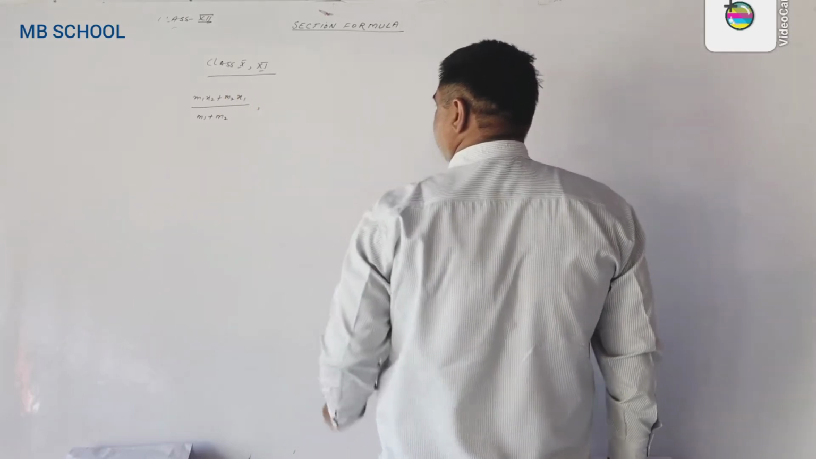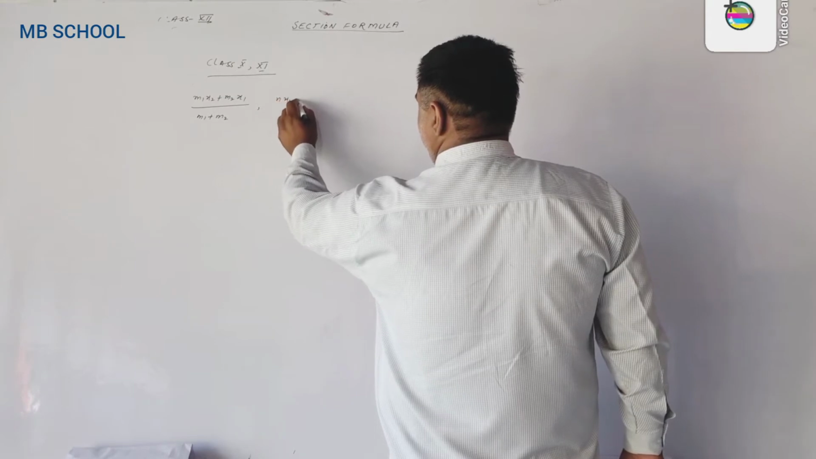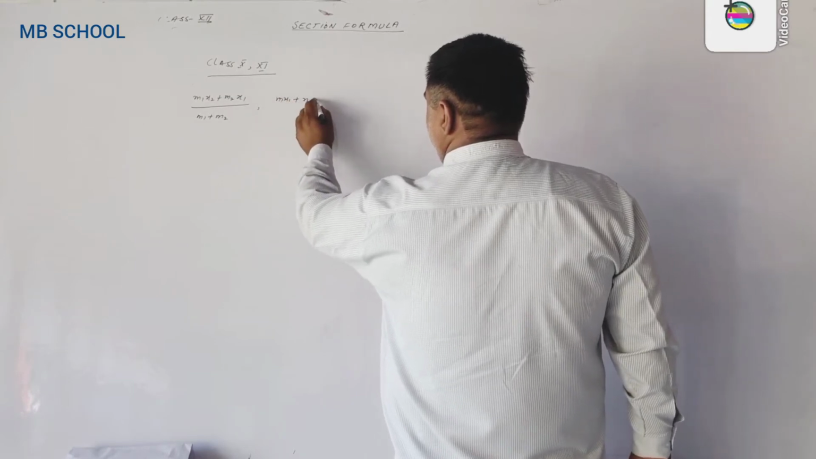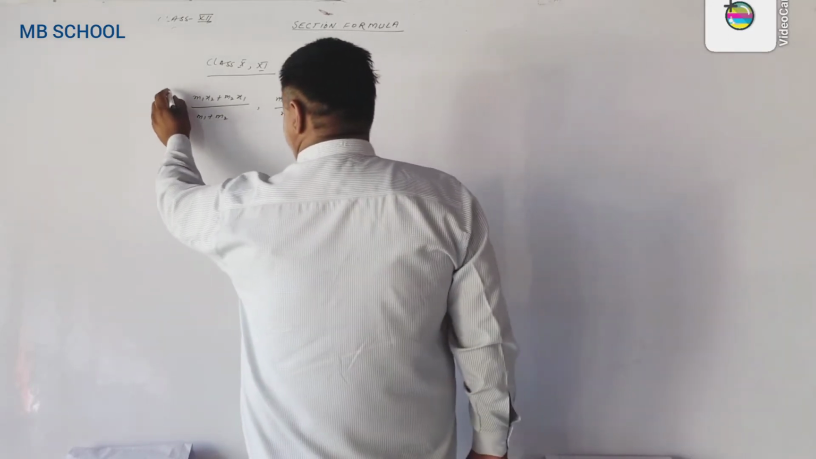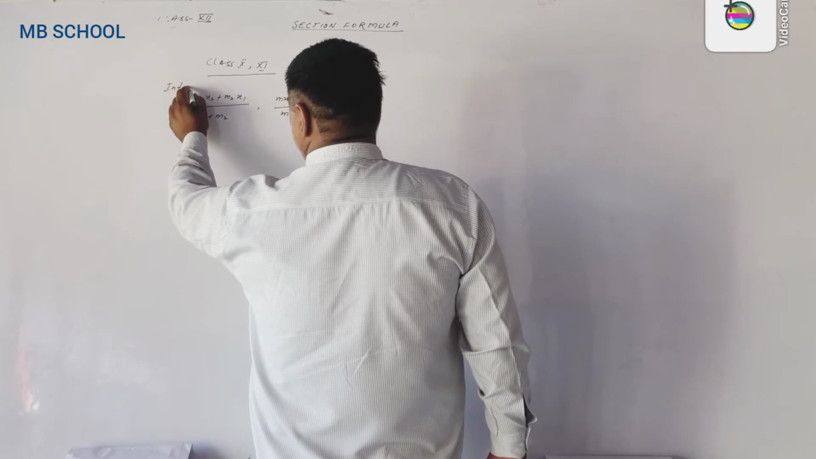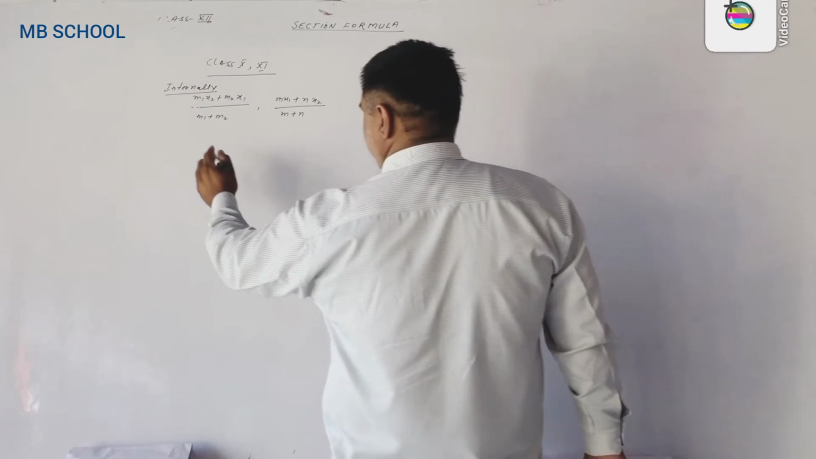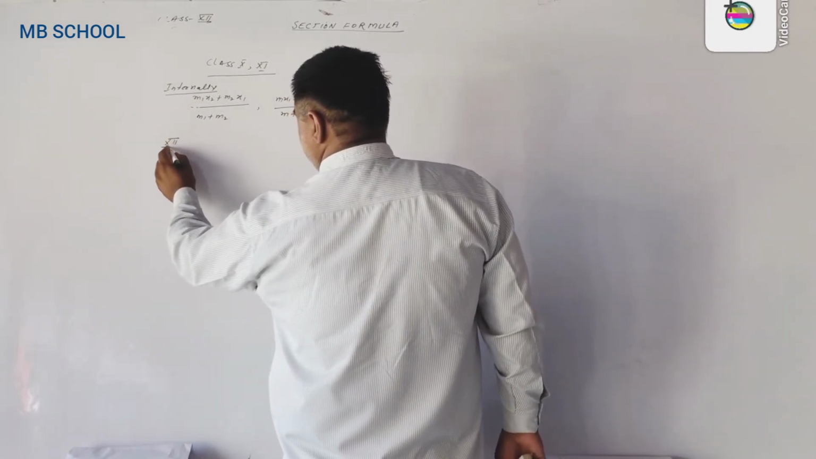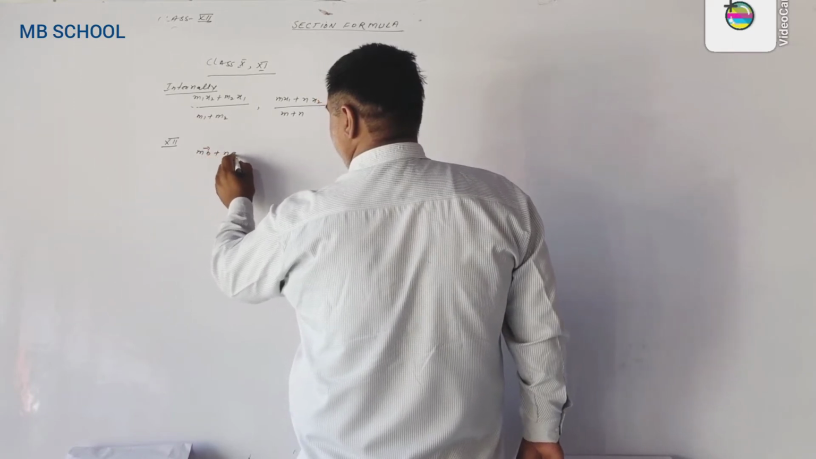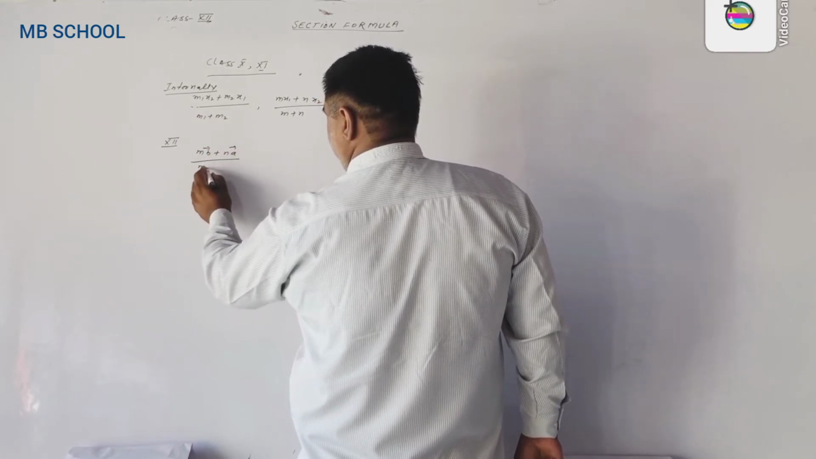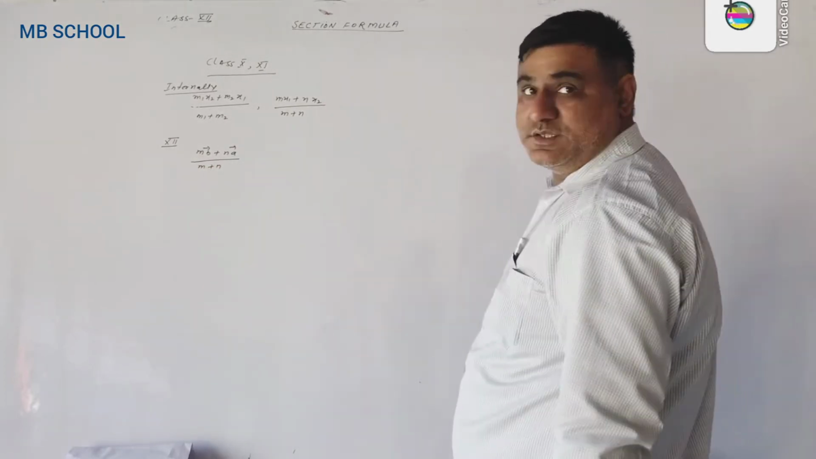In 10 plus 1 we have discussed m x1 and x2 by m plus n. This is the internally section formula. Now in 10 plus 2 classes we have discussed this formula: m vector b plus n vector a by m plus n. This is our section formula in class 12.